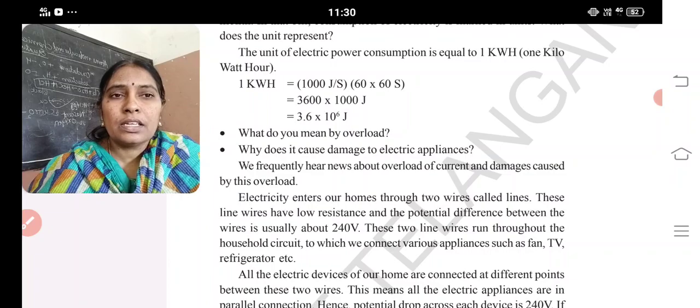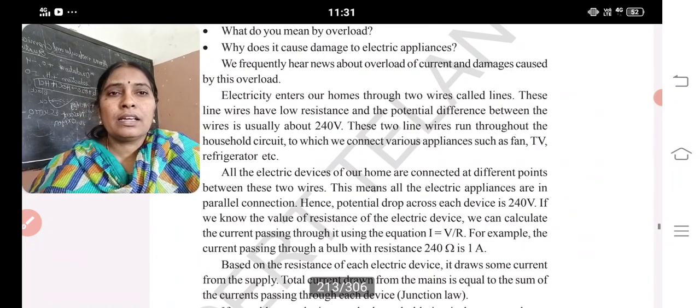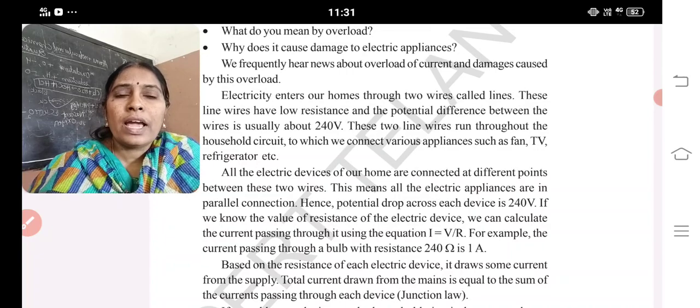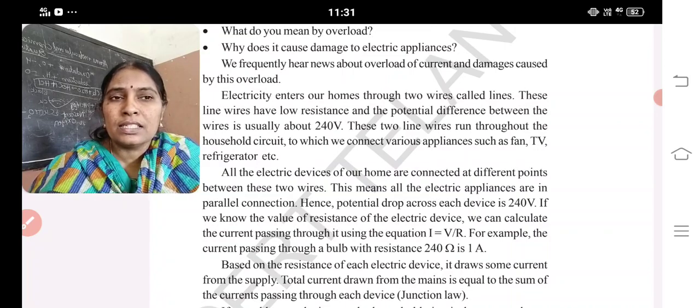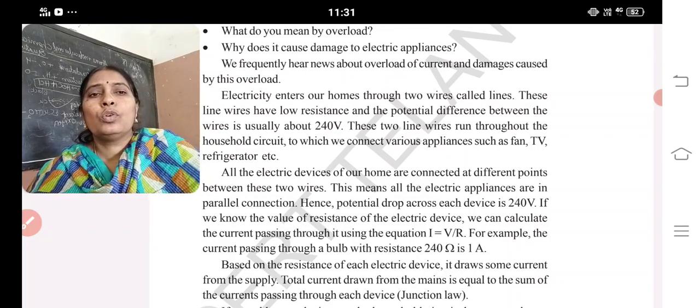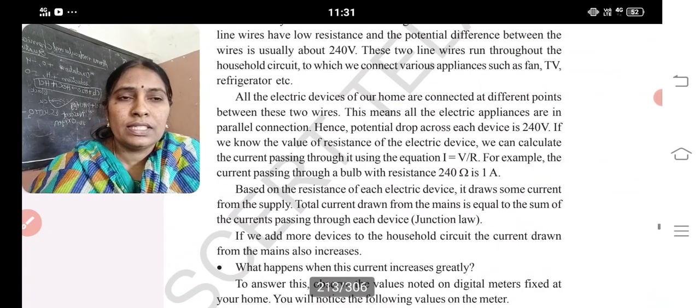All these devices in our house are connected at different parts between the two wires. This means the electric appliances are in parallel connection, and how much voltage does each get? 240 volts. If we know the value of resistance of an electric device, we can calculate the current passing through it: I is equal to V by R. For example, the current passing through a bulb with the resistance of 240 ohms at 240 volts is 1 ampere. Based on this, each electric device draws some current from the supply. Total current drawn from the mains is equal to the sum of the currents passing through each device, by the junction law.